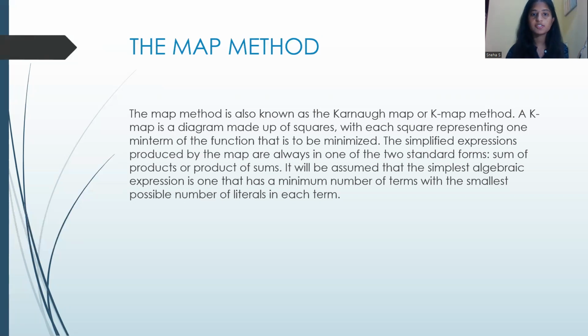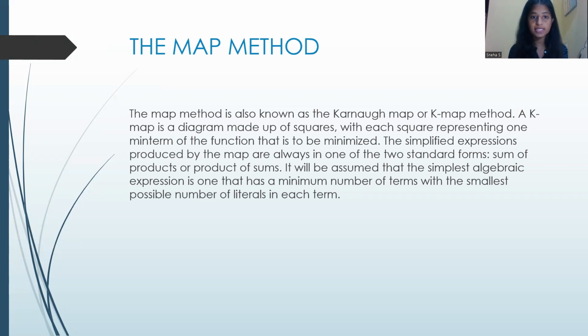So map method, which is also known as map or K-map, is a diagram made up of squares, and each square represents one min term of the function that is to be minimized. Basically, whenever a function is given and you have to minimize that particular function, you use this method called K-map, in which functions are minimized.